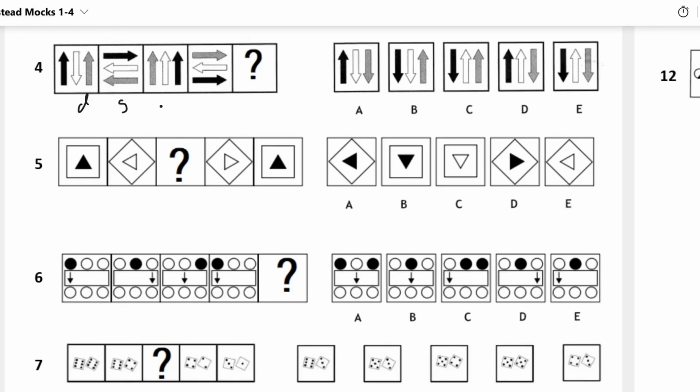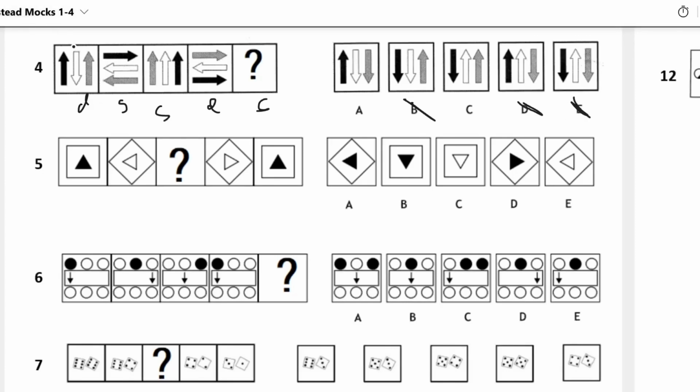I'm going to focus for question 4 on this white and grey, where white and grey do different. They do the same thing, then they do different. So now we need to have them doing the same thing. So white and grey are going to do the same. Cross out B, we cross out D because they're doing different things, and then E, they do different things.